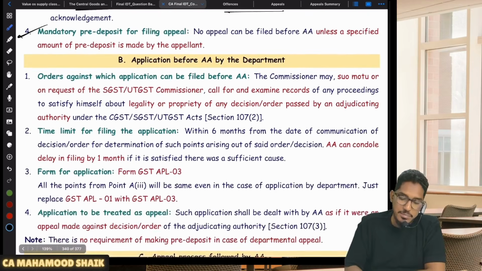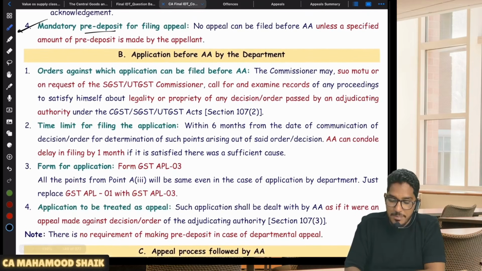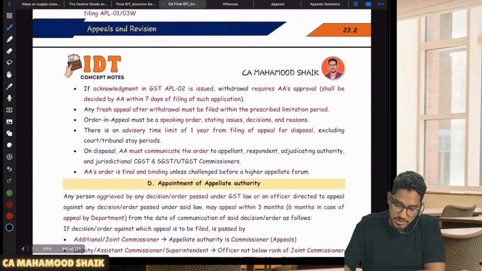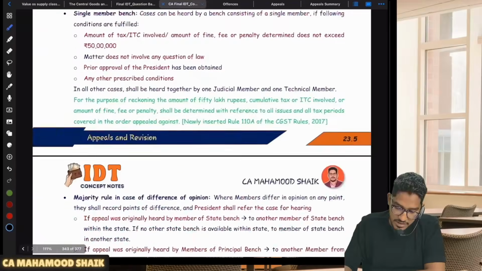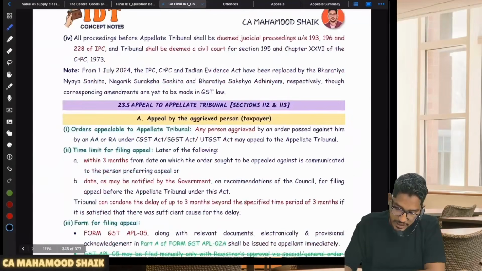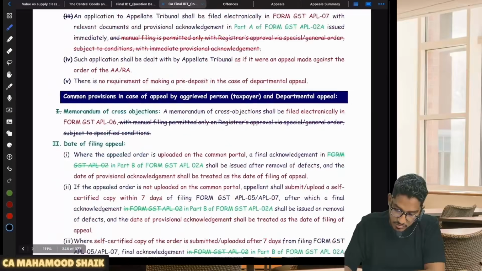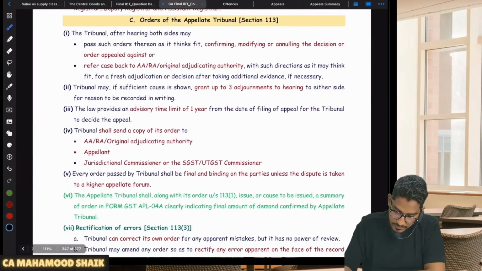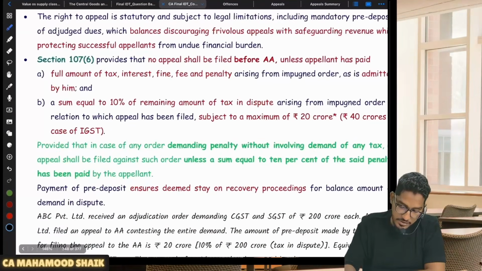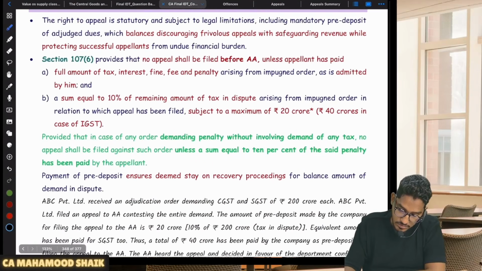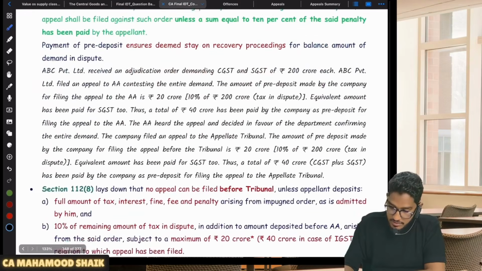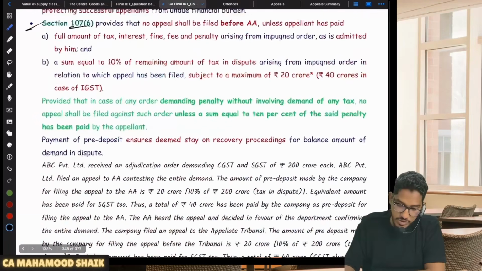Next, mandatory pre-deposit. You are required to make a mandatory pre-deposit for filing an appeal. Sir, what is that mandatory pre-deposit? Come here. I told you it is 10%, no? Sir, where was it mentioned? There is one heading called mandatory pre-deposit. See there? Here it is. Section 107(6). If you are able to find page number 23.10.